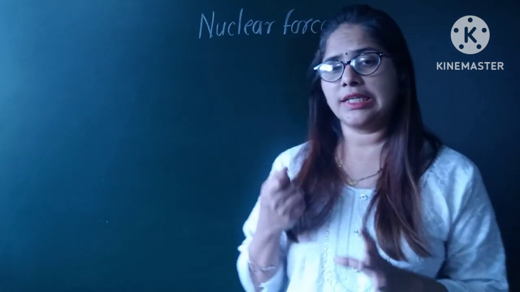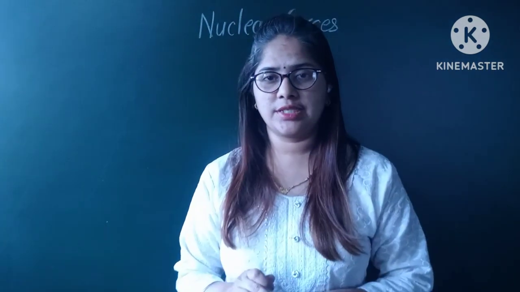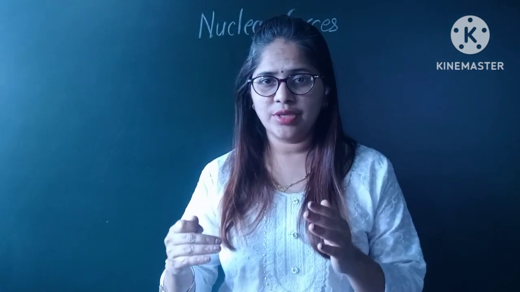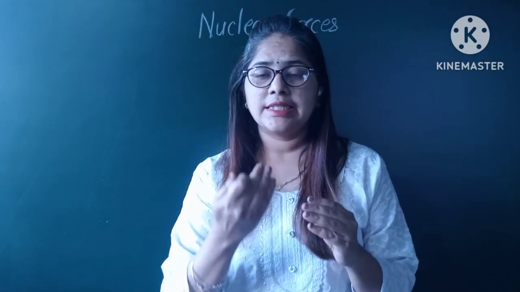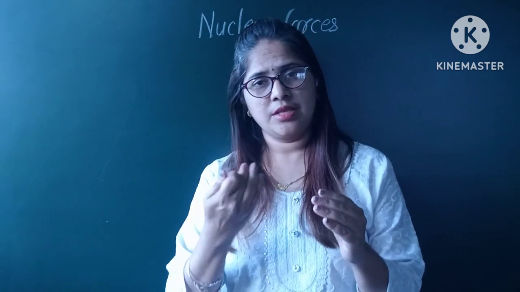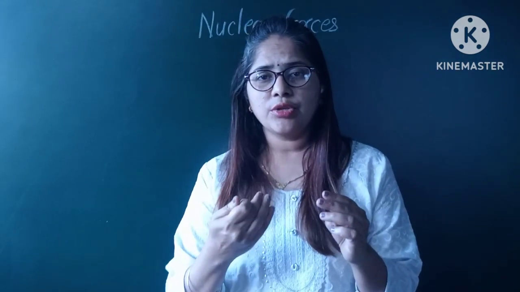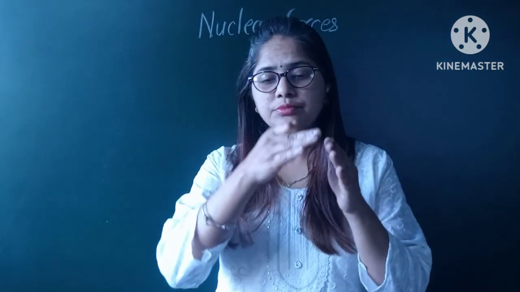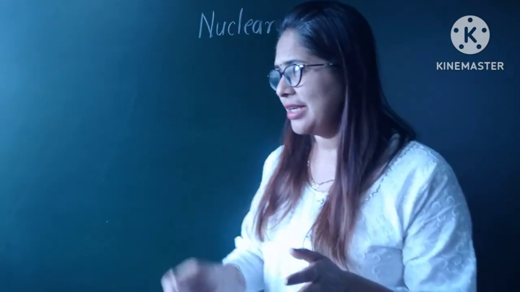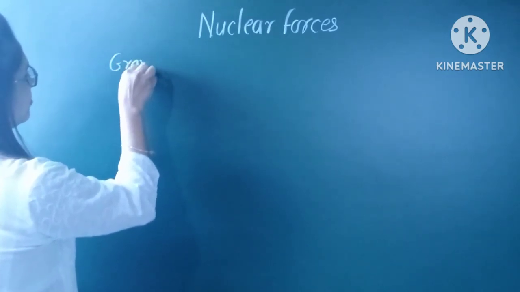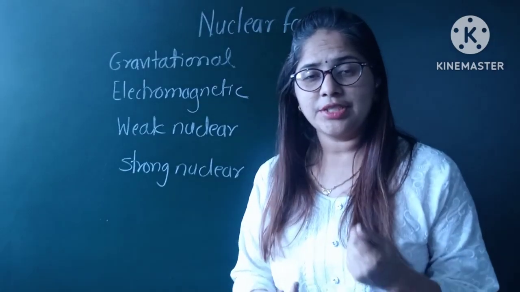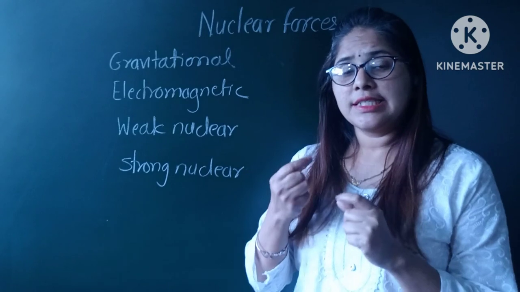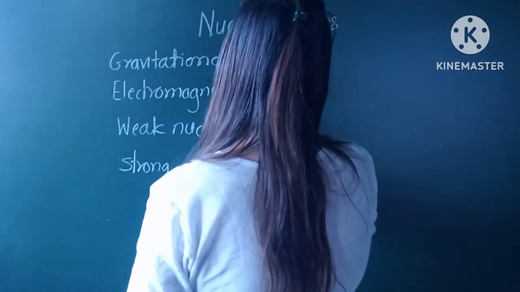Let me first tell you that in the universe there are four types of forces. According to the strength, the weakest force is the gravitational force field, then the electromagnetic force field which is greater than that, then the weak nuclear force and the strong nuclear force, in order of increasing strength. So let me write these four forces. The first one is gravitational.